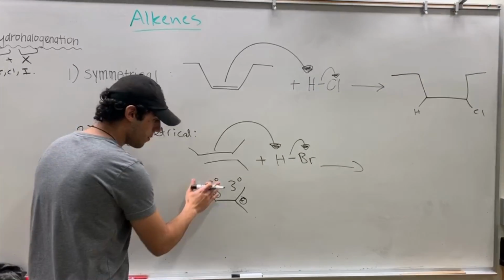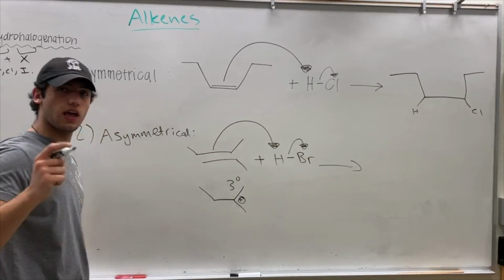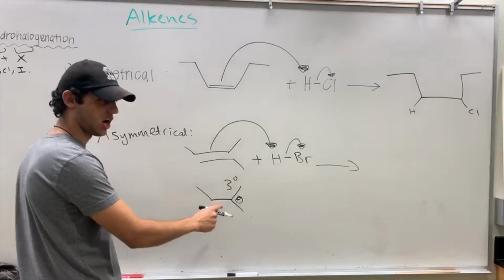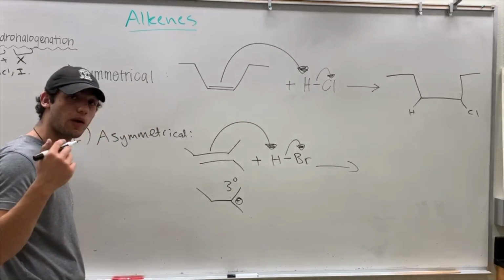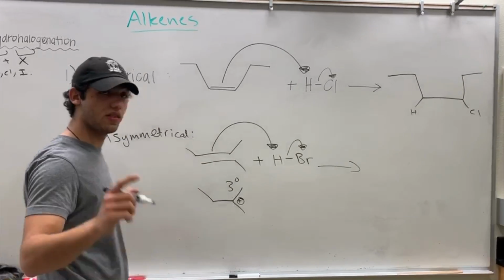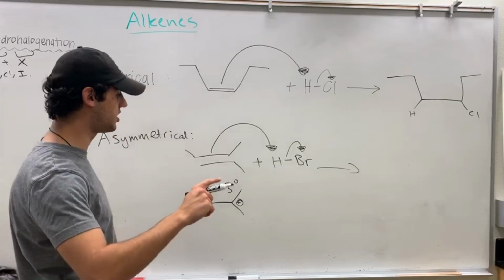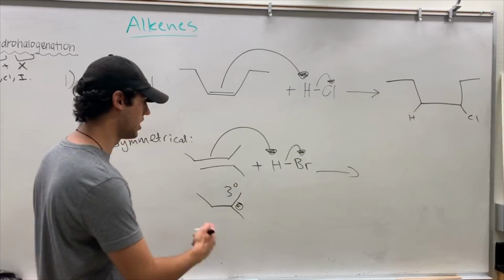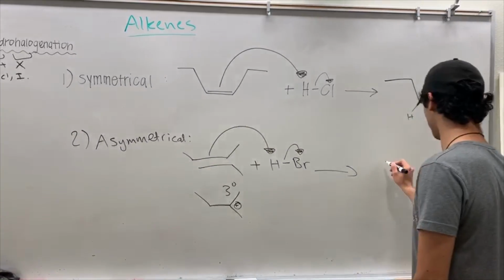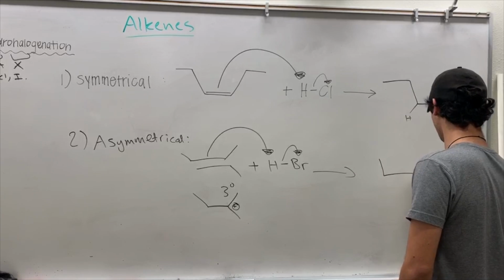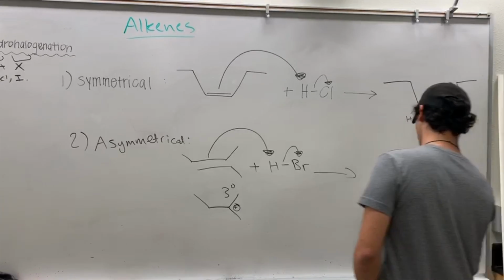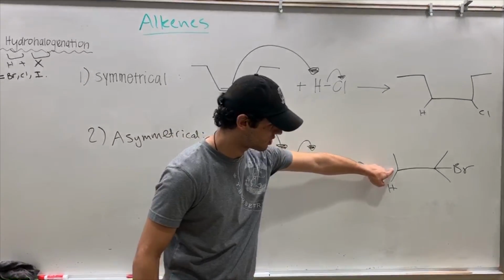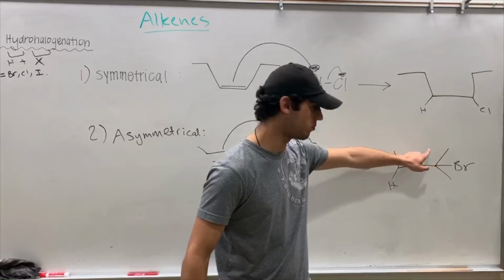So the halogen gets added to the more substituted side, and that will give you the Markovnikov addition, where hydrogen gets added to the least substituted side, and the halogen gets added to the more substituted side. So the product of this would be that. And here's my hydrogen. As you can tell, hydrogen got added to the least substituted side, and the halogen got added to the more substituted side.